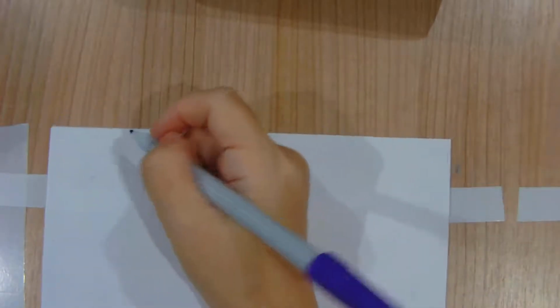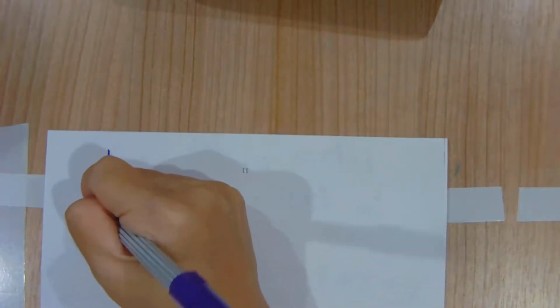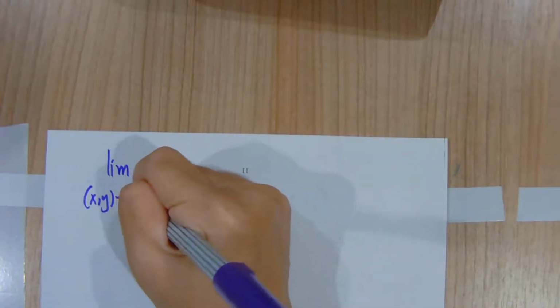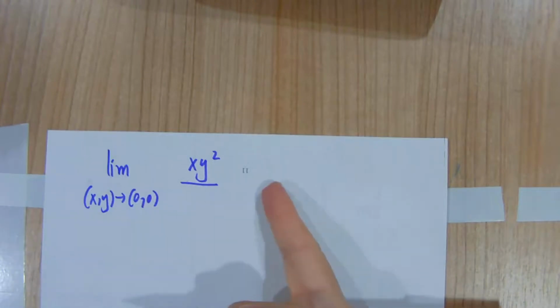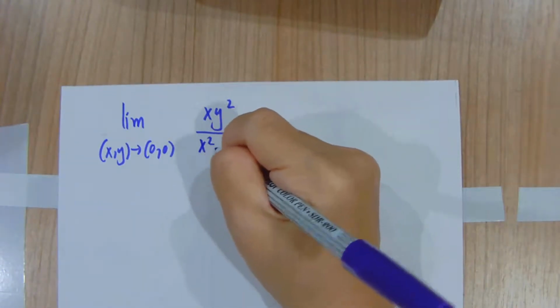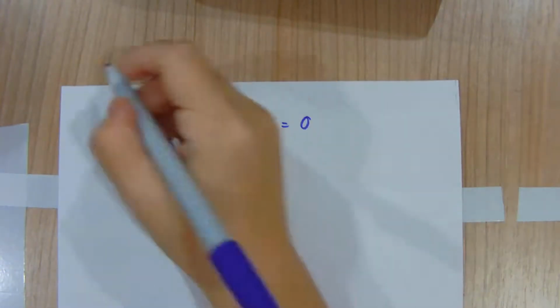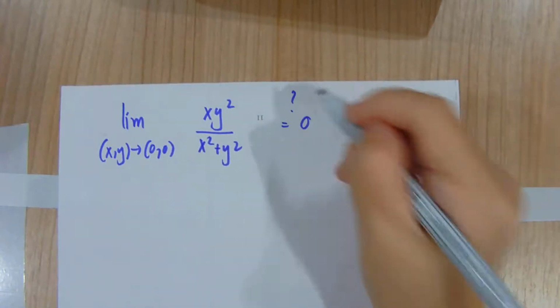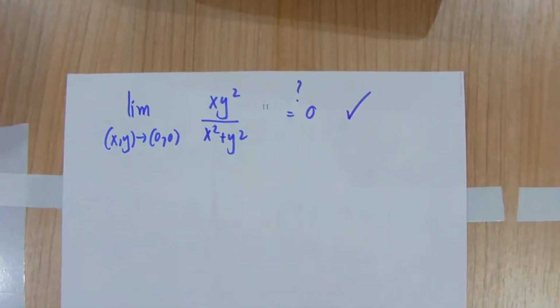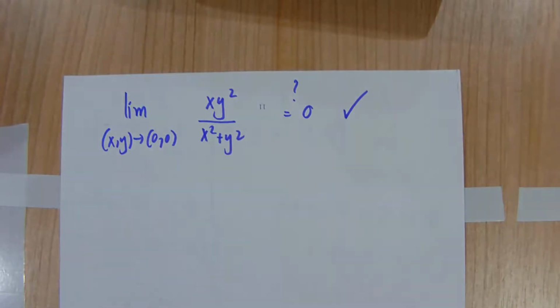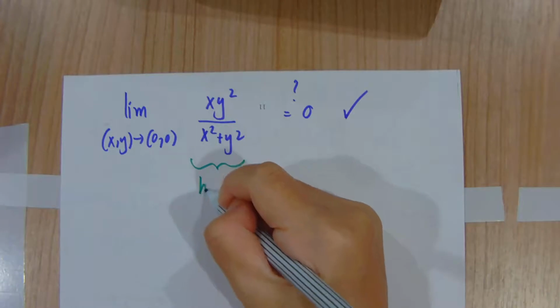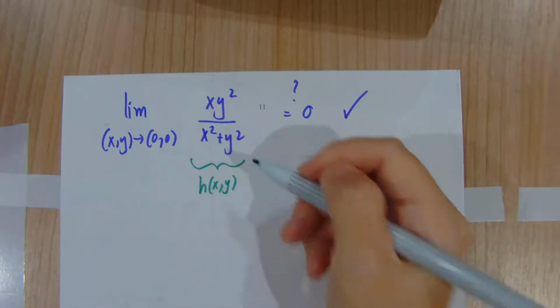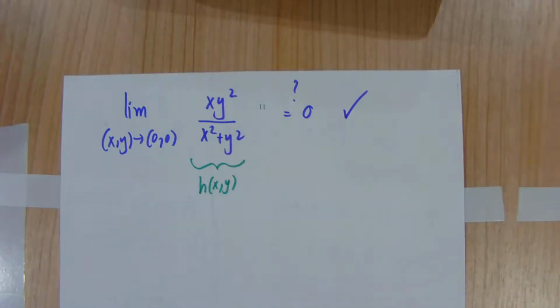Okay, so we go back to our example, right? We have xy squared over x squared plus y squared. We would like to check whether this also equals 0 or not. Then this is our function h. Then we separate what is the function f and the function g.